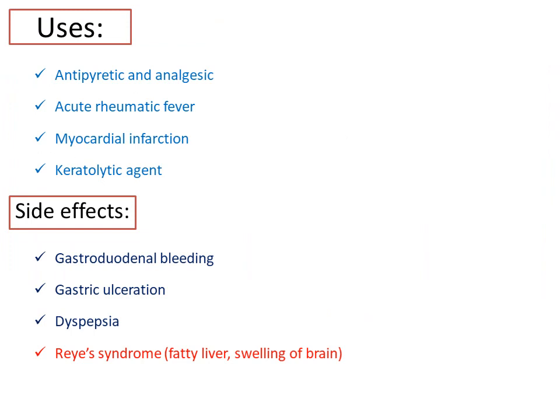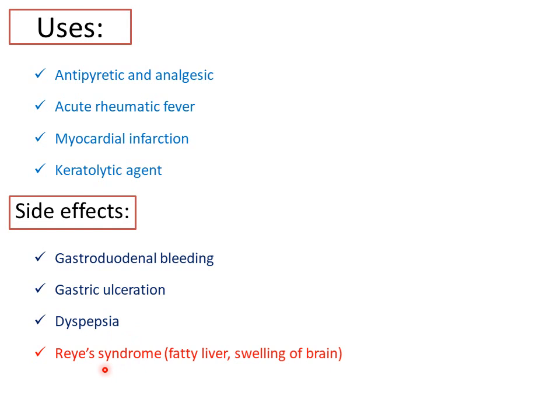Next, coming to the uses. The major uses are antipyretic as well as analgesic. It is also used in acute rheumatic fever and in myocardial infarction, and also as a keratolytic agent. Coming to the side effects, the major side effects are gastroduodenal bleeding, gastric ulceration, dyspepsia. These are common side effects observed with all types of NSAIDs because all are acidic in character.